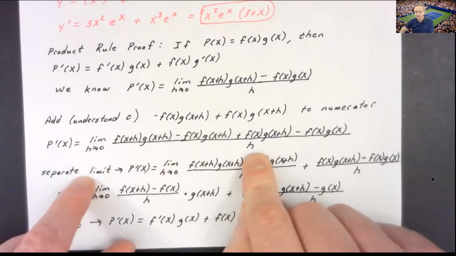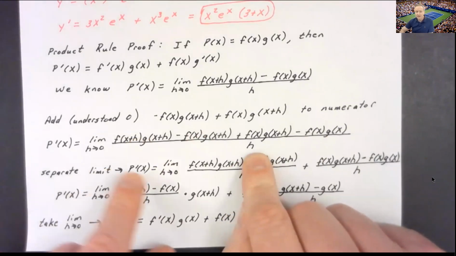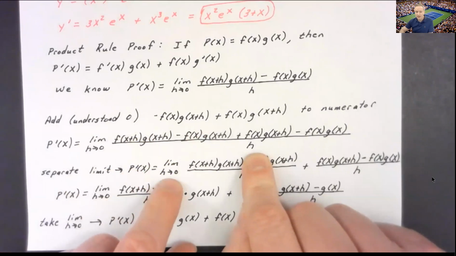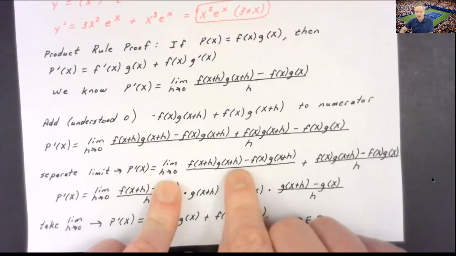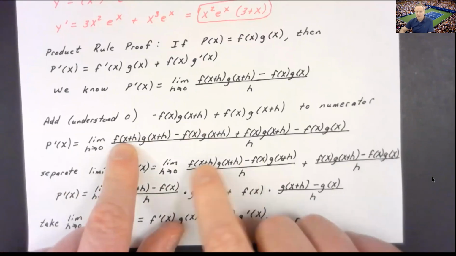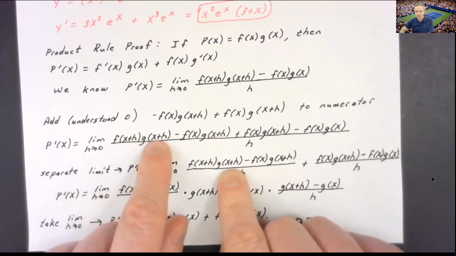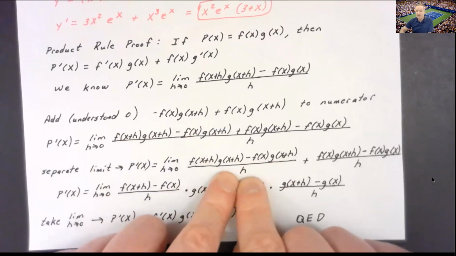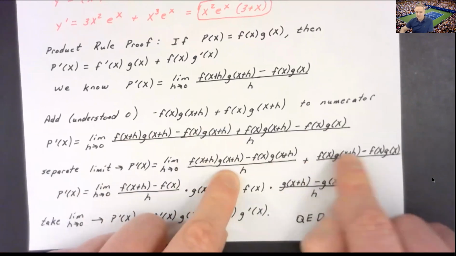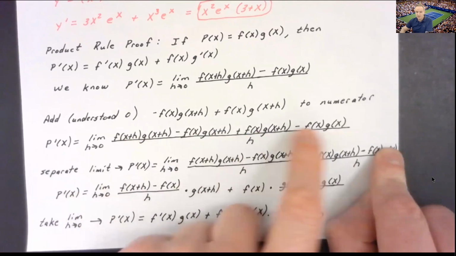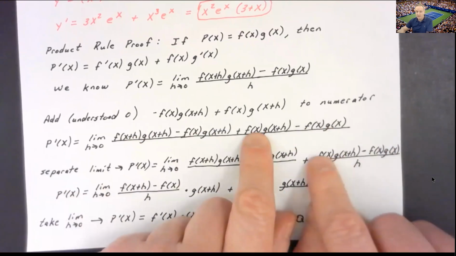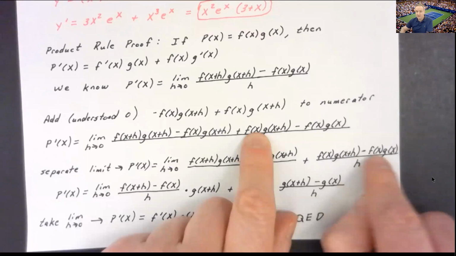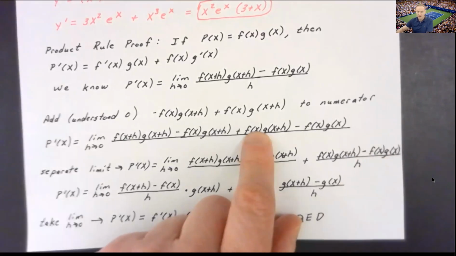So I separate the limit and I say the derivative of p is going to equal the limit as h approaches 0. Please notice f of x plus h, g of x plus h, minus f of x, g of x plus h, all over h. I'm adding the second fraction here, which is just the third and fourth term in the numerator, f of x, g of x plus h, minus f of x, g of x. Let's see if I can get that a little bit more clear here.